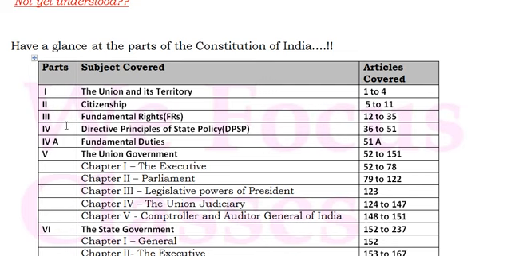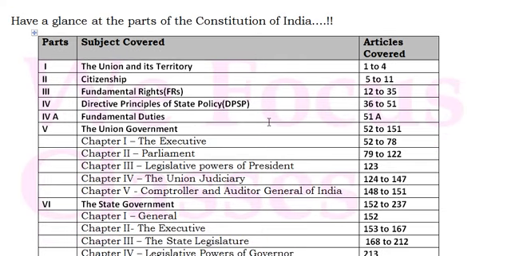These are very important. And part 3, friends, the subject covered is fundamental rights. These are very, very important for any kind of exam in India, not only for our SSC CGL, for any exam. The articles covered are 12 to 35. And part 4 is nothing but directive principles of state policy. Hereafter we will call it DPSP, and fundamental rights we call FRs, friends.